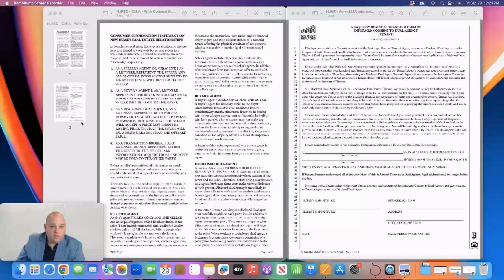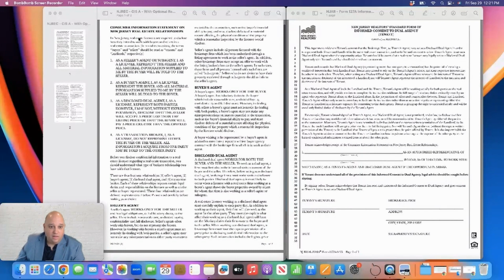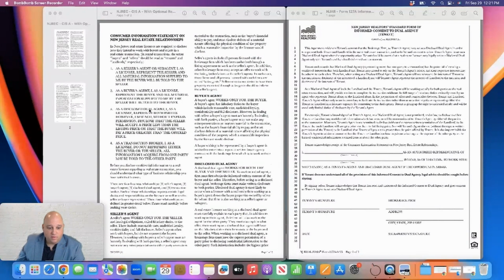And the first one here is called the Consumer Information Statement, which basically states how realtors represent people in a real estate transaction. On this form, it references sellers or buyers, but those titles can be transferred: a seller can also be a landlord, and a buyer can also be translated as a tenant. So we're just going to swap out seller for landlord and buyer for tenant for the purposes of this demonstration.